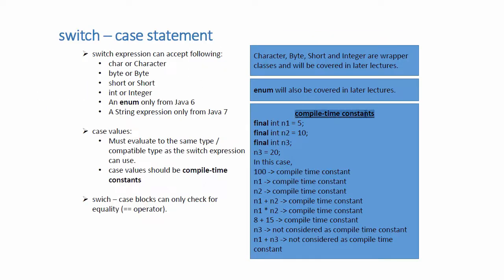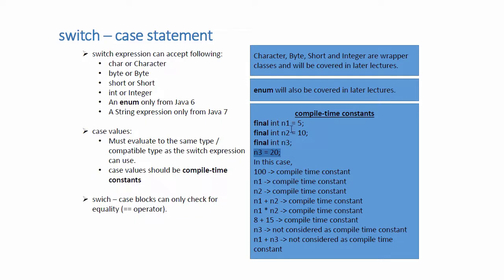So which values are compile time constant? Literal values used directly are compile time constant. In this case, 100 is a compile time constant. Declaration and initialization using the final keyword in a single statement creates a compile time constant. So over here, n1 and n2 are compile time constants. Both are final and declared and initialized in a single statement. But n3 is not a compile time constant. Even though the final keyword was used, n3 was assigned in another statement, not on the same statement.